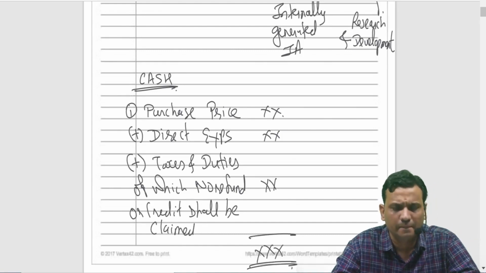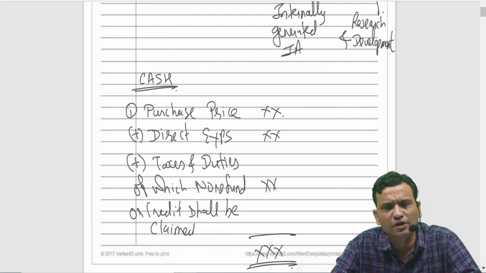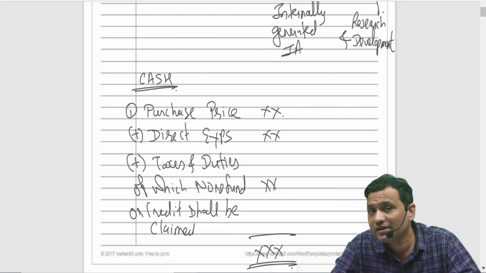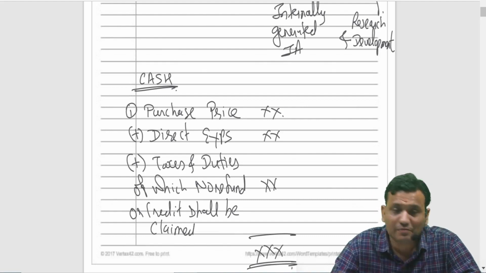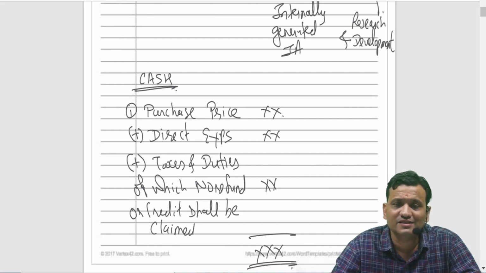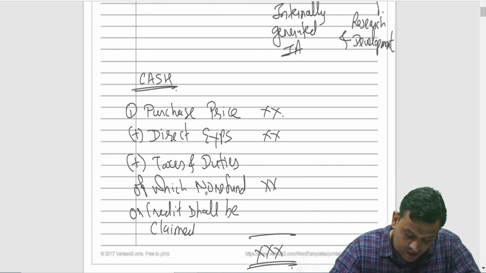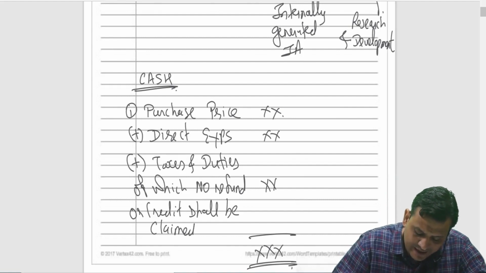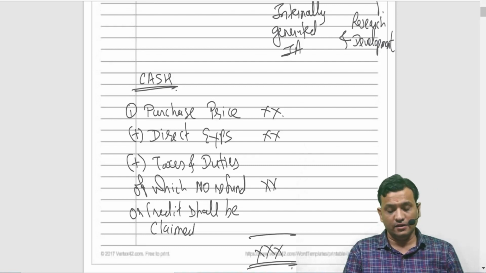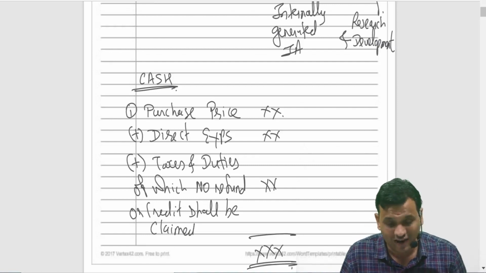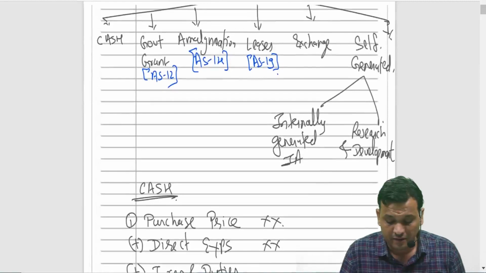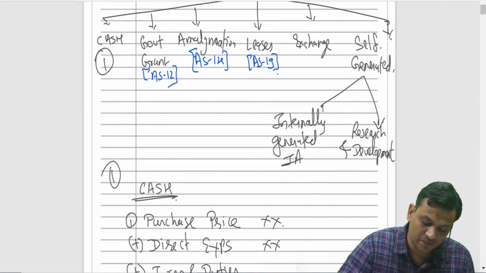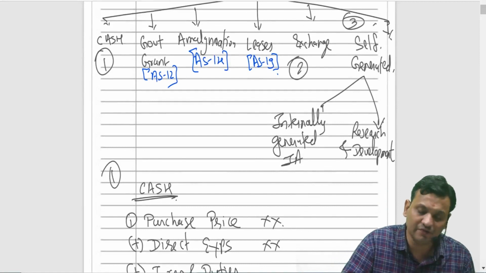The price I pay, direct expenses like installation, stamp duty, any charges to bring that asset into working condition, that is my direct expenses. And thereafter, taxes and duties of which no refund. I am not going to get any refund for the tax I am paying, neither am I going to get any ITC, input tax credit. So, this will be my value at which the intangible asset will be recognized in the books. This is our first part of discussion. Second is exchange and third is self-generated.